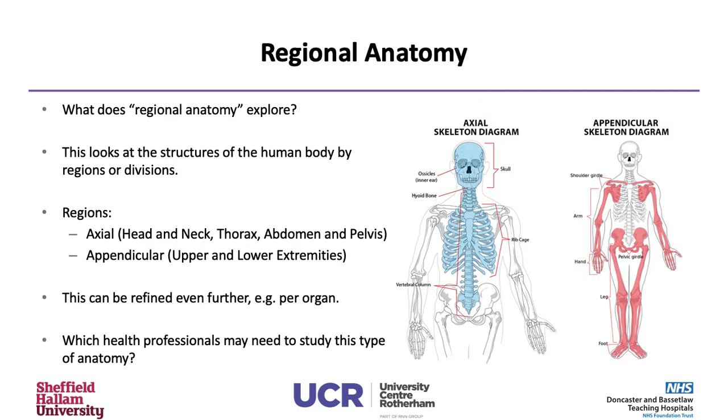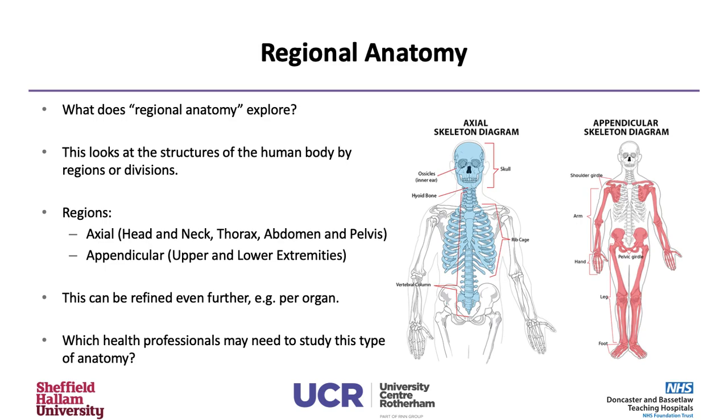Regional anatomy looks at structures of the human body by regions or divisions, and the main regions that are studied in anatomy are head and neck, thorax, abdomen and pelvis, and then through the appendicular skeleton, the upper and lower extremities. This can be refined even further by organ.